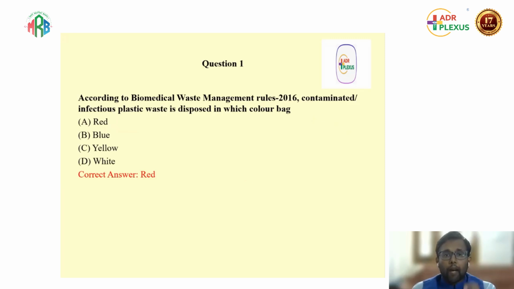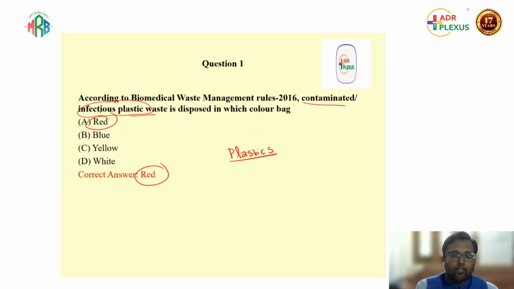According to biomedical waste management rules, the contaminated waste or infectious plastic waste is disposed in which color? So, if you hear the word plastics, it can be contaminated or infectious until there is some catch. Always plastics will go into red color, until there is a catch. So what could be the catch?